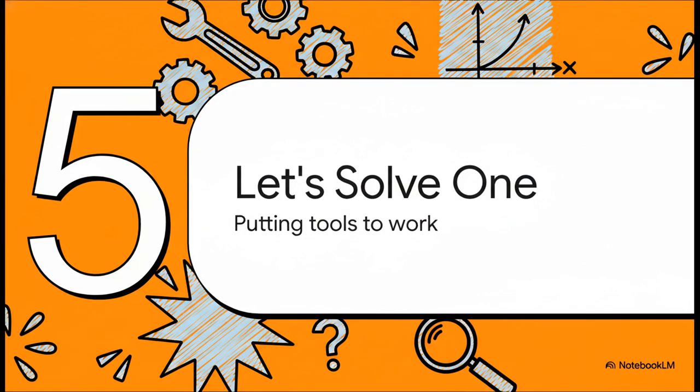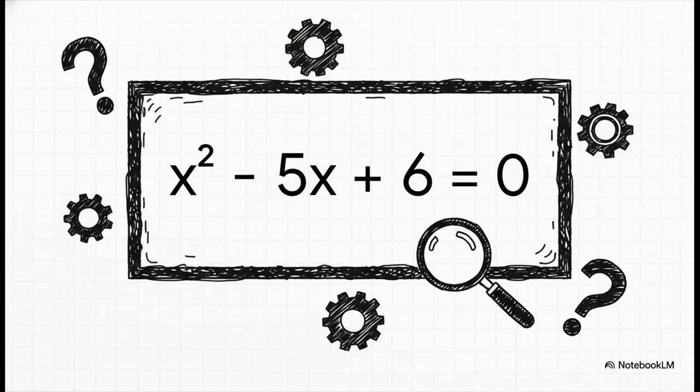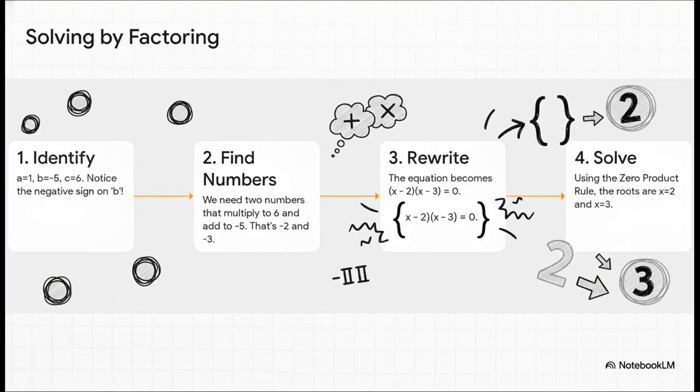All right, that is enough theory. Let's get our hands dirty and actually put these new tools and our new predictive powers to the test. Let's solve one together. So here's our practice problem. X squared minus 5x plus 6 equals 0. This is a total classic. We're going to use our fast tool for this one, factorization. So, first step, identify your team. A is 1, B is -5, and C is 6.